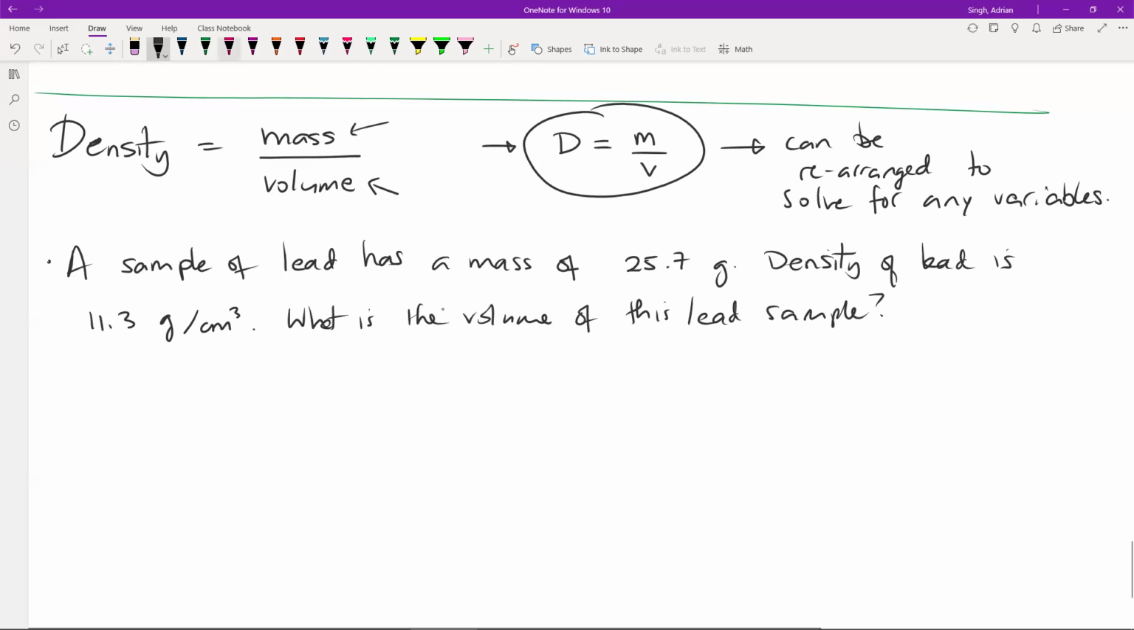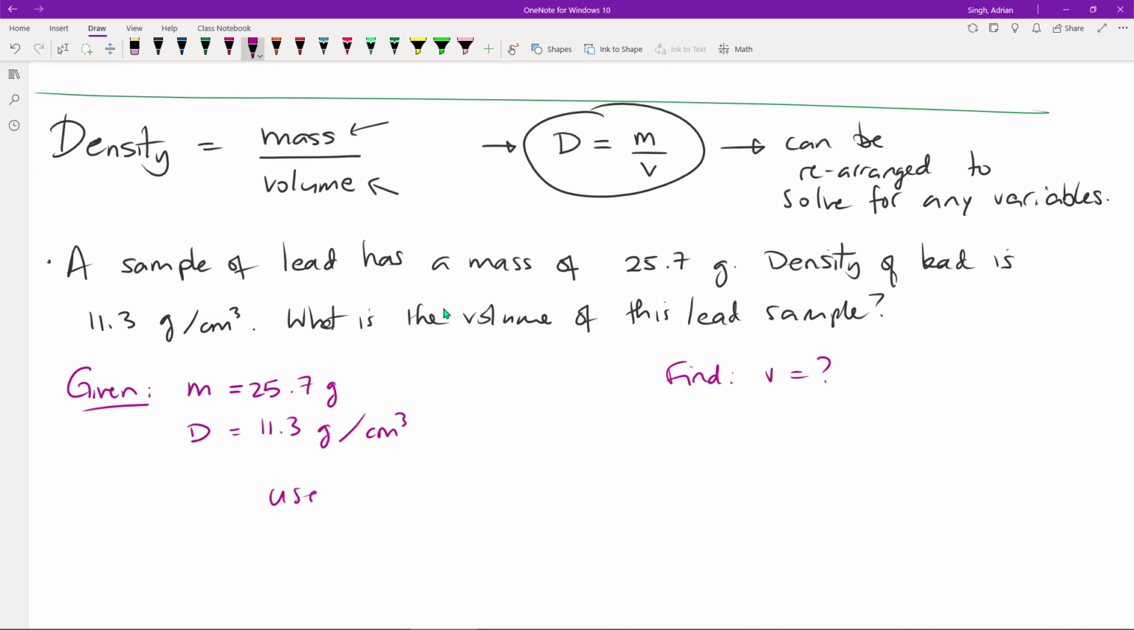Okay, so as you've seen previously, you want to organize the information. So what are we given here? In this case, we're given the mass M, 25.7 grams. We're given the density as 11.3 grams per cubic centimeter. And what we need to find is the volume. That is our unknown. So what are we going to use? Well, we need to use a relationship that connects D, M, and V. Obviously, it's going to be our density equation. We need to rearrange this now to solve for the volume, which is in the denominator over here.